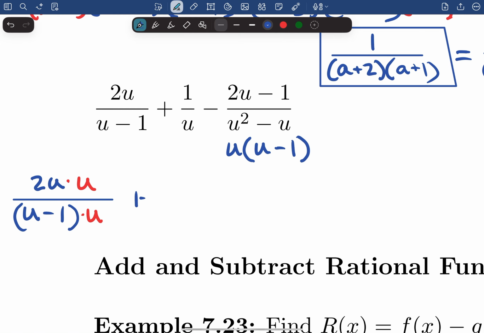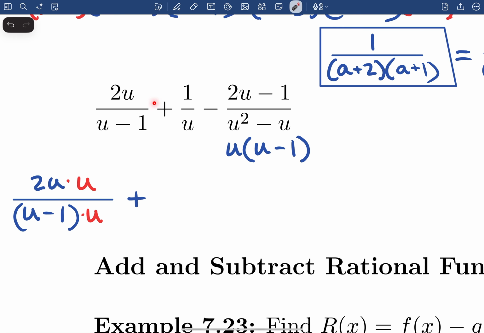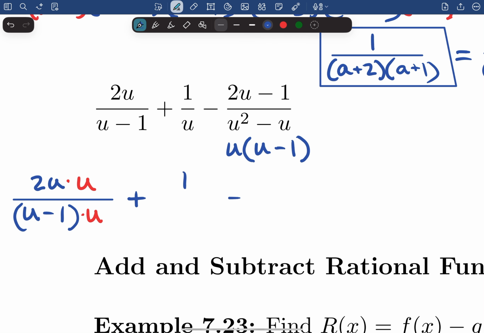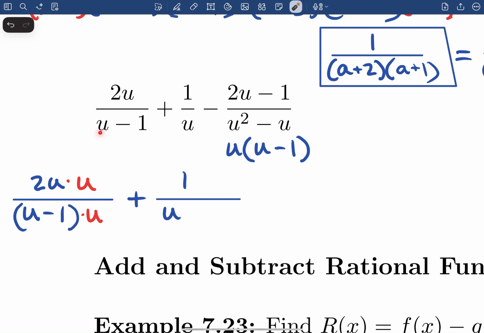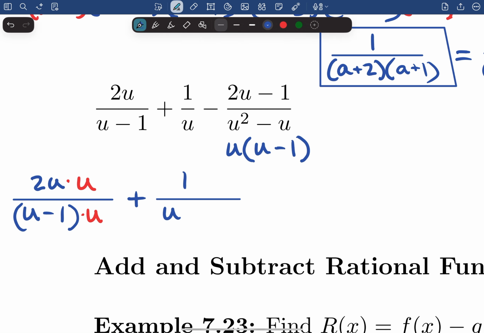Moving on to the second fraction. I see the operation of addition, so I put addition, and I have 1 over u, right? So that's a 1 over u. Well, what is it missing? Well, this fraction has a u minus 1. This one has a u minus 1. So, well, we need a u minus 1. And I'll do that in red. I'm going to multiply on a u minus 1 on top and on bottom.